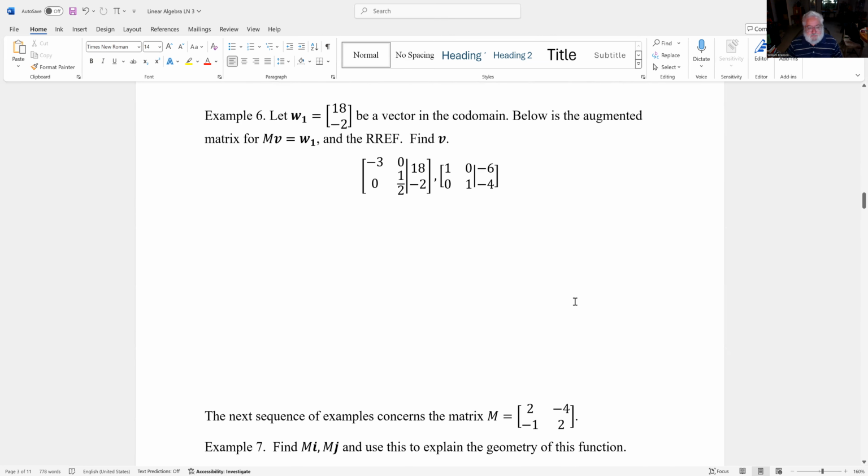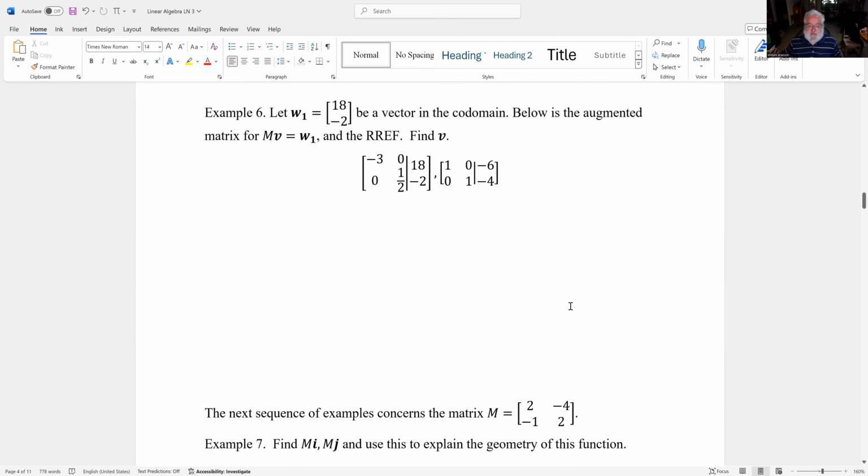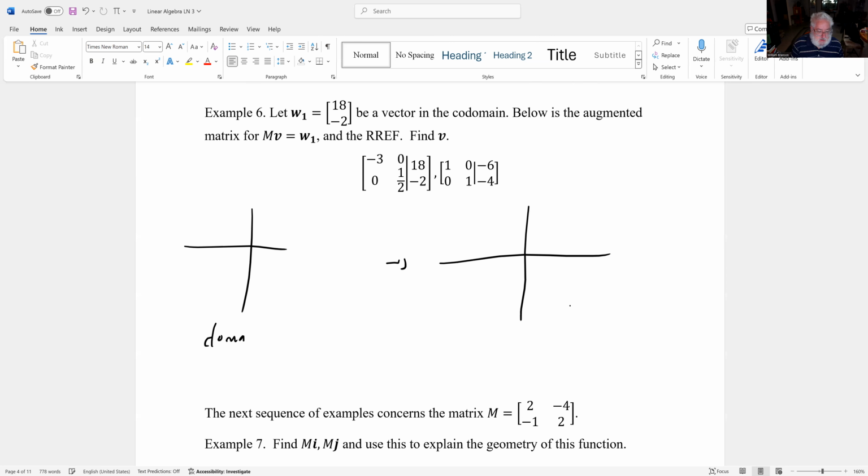So here's a vector that's in the codomain. Domain, codomain, and it's 18 minus 2. So we'll call that 18. The minus 2 would actually have to be kind of small. 18 minus 2, this is W1. What's the vector in the domain that corresponds to that?